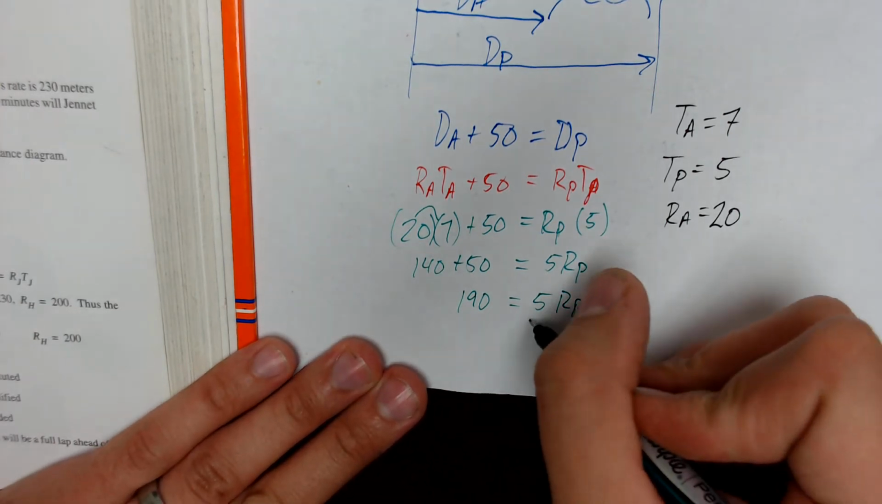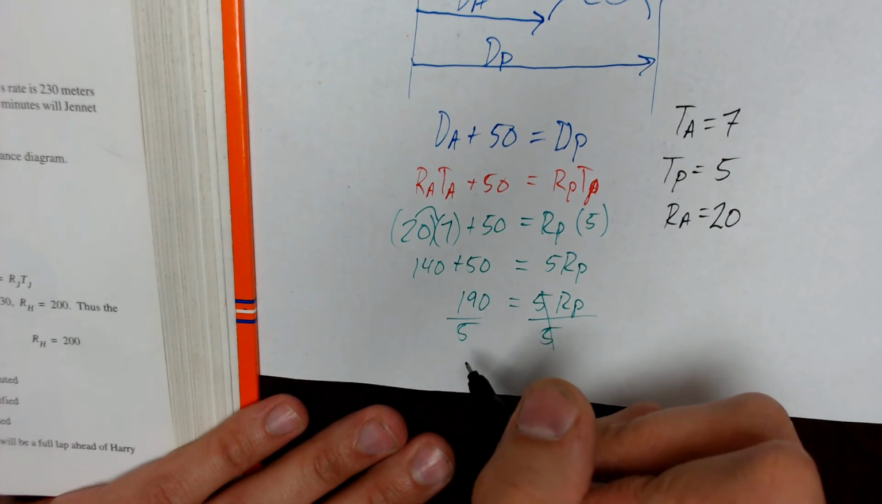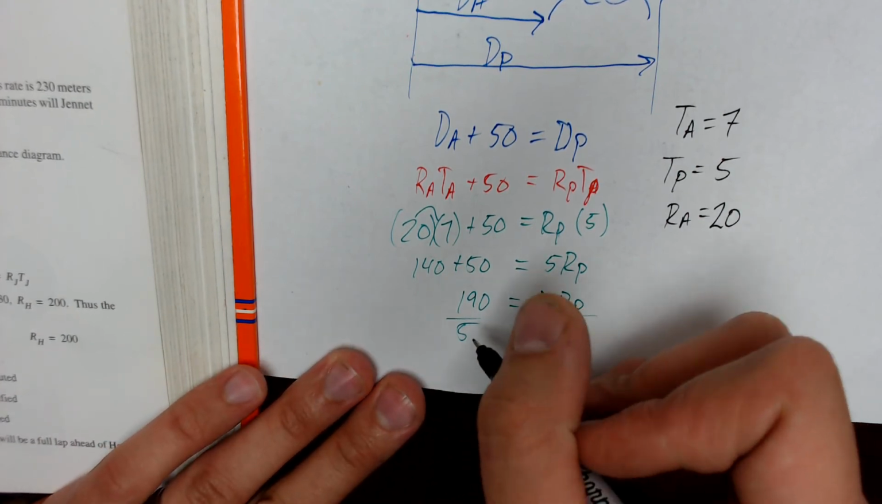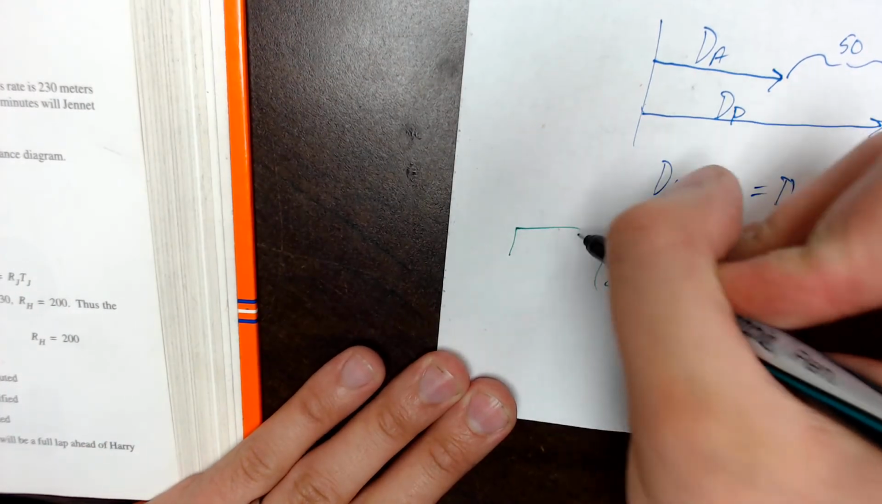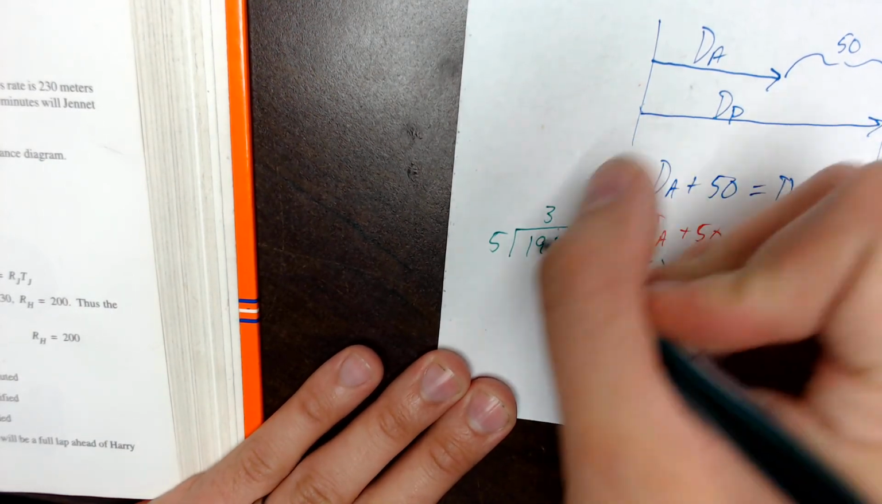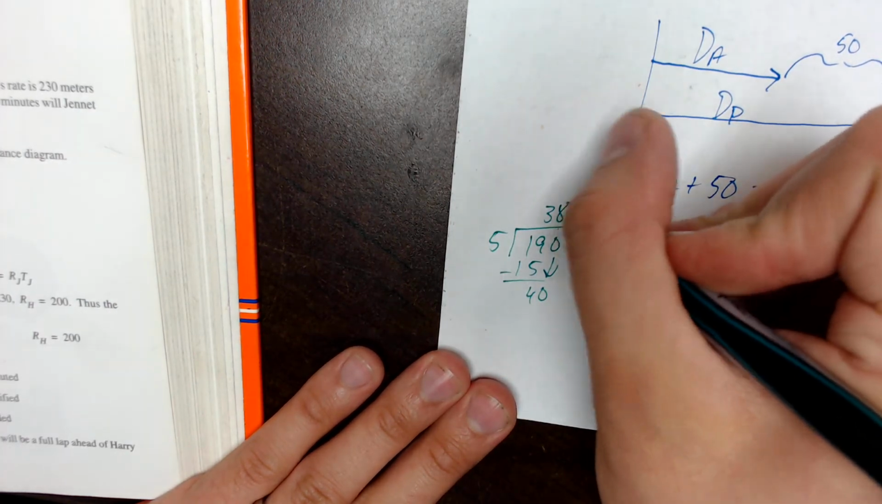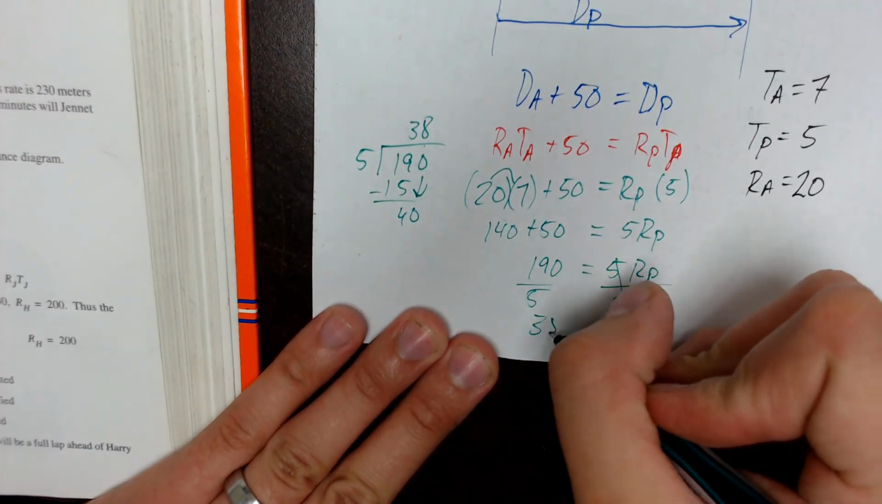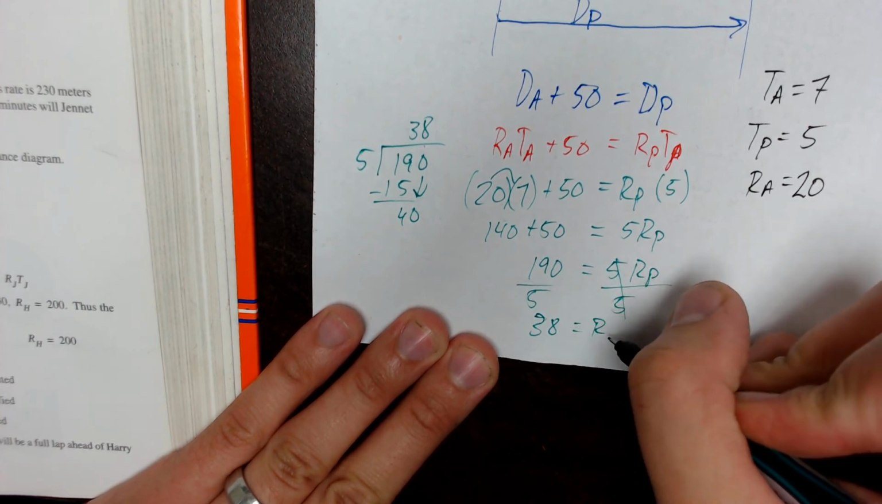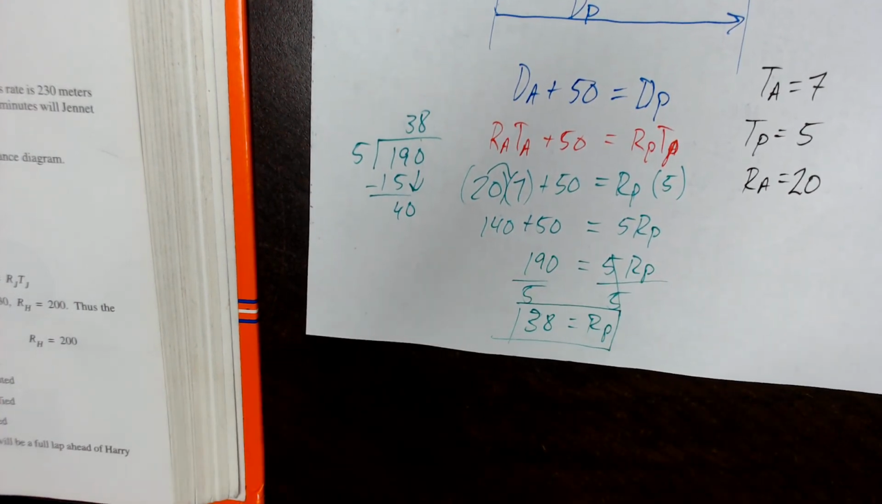Now we divide each side by 5. And 5 goes into 190. I'm just going to use normal old division this time. 5 goes into 19 3 times. 15, 4, 0. 5 goes into 40 8 times. So 38 equals the rate of Patroclus. And that is our answer, because that's the only thing we're missing from this equation.